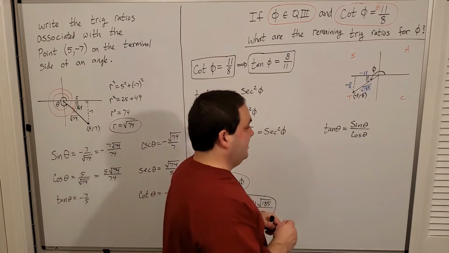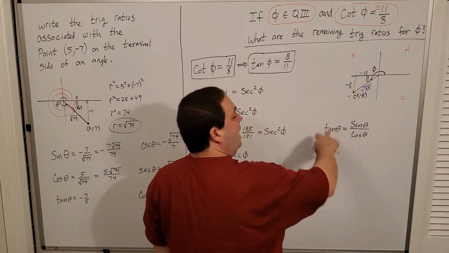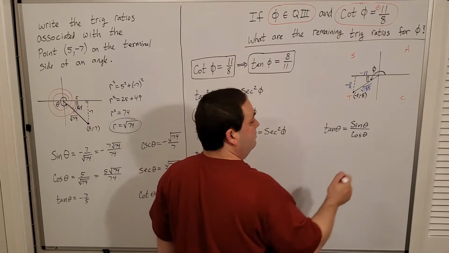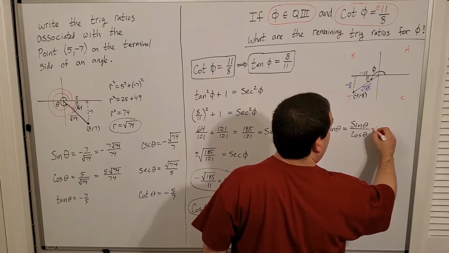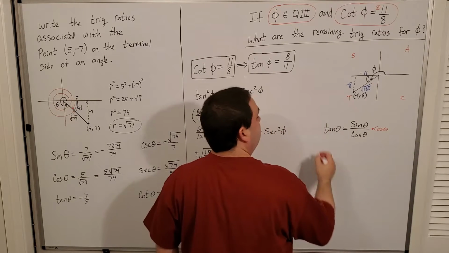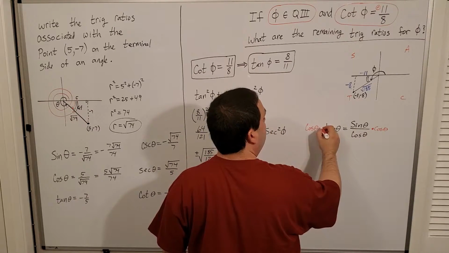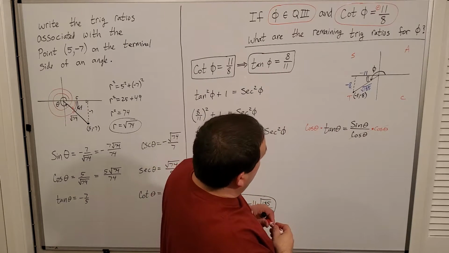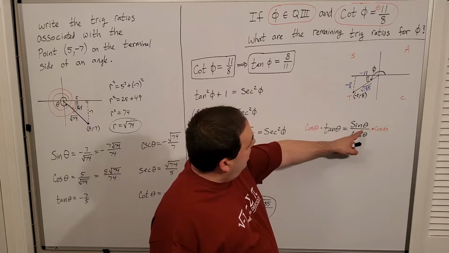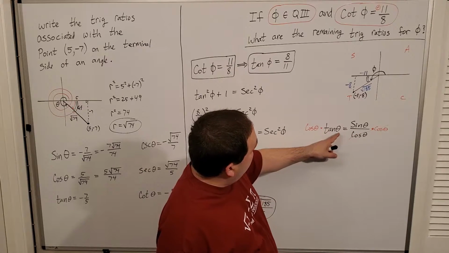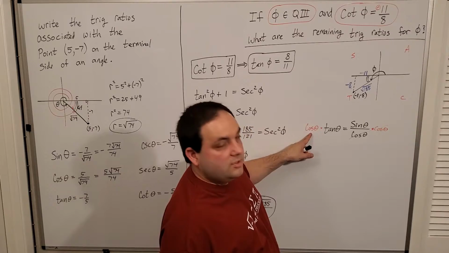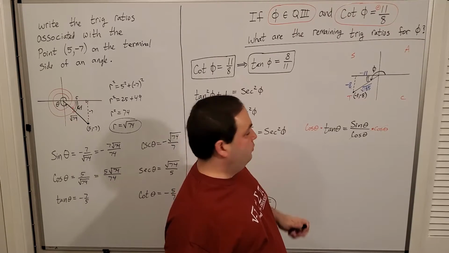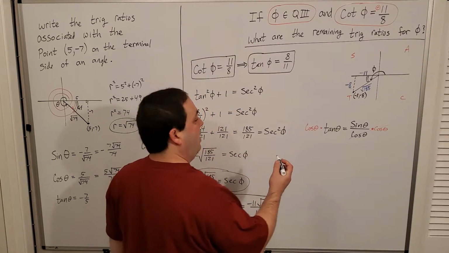Watch. Since this is an identity, I'm actually allowed to manipulate it algebraically. I can actually multiply both sides by cosine theta like this, so that this will reduce. And notice what I have is that sine theta is equal to tangent theta times cosine theta, which is 100% another version of that same identity.